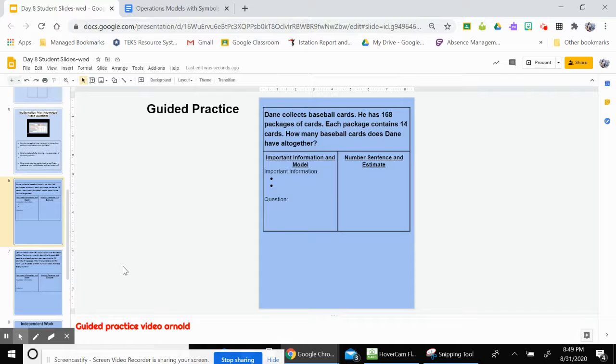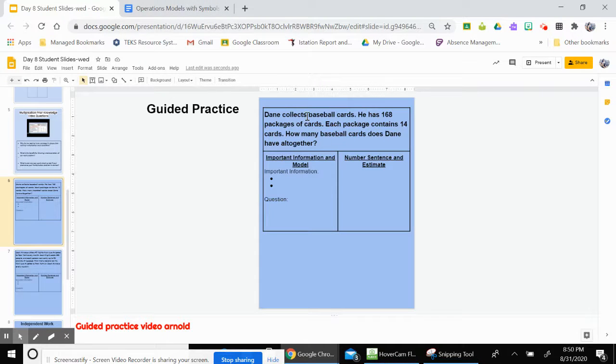In this problem, it says, Dane collects baseball cards. He has 168 packages of cards. Each package contains 14 cards. How many baseball cards does Dane have all together? We are going to find the important information and the model that goes with the problem. Then we're going to make a number sentence and estimate and finish planning the problem.